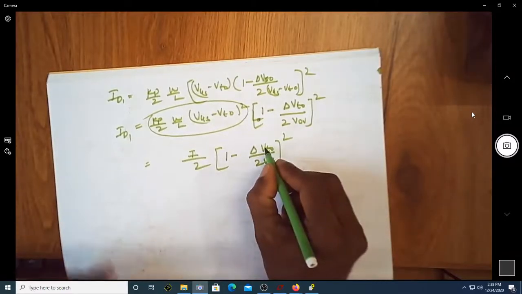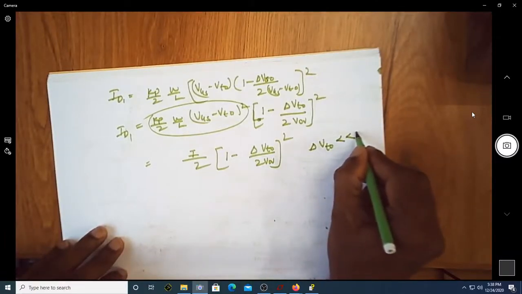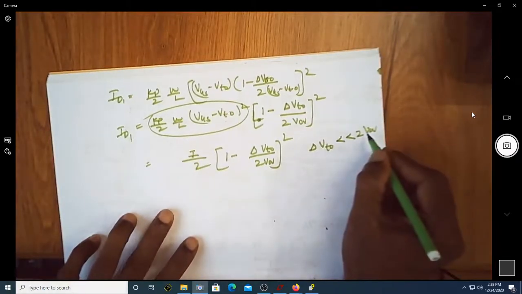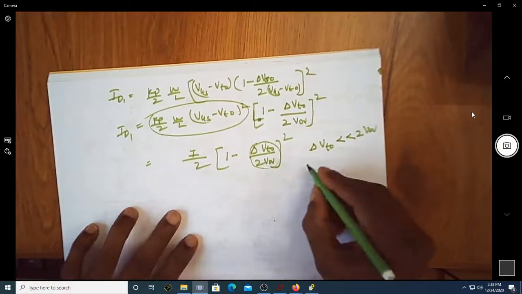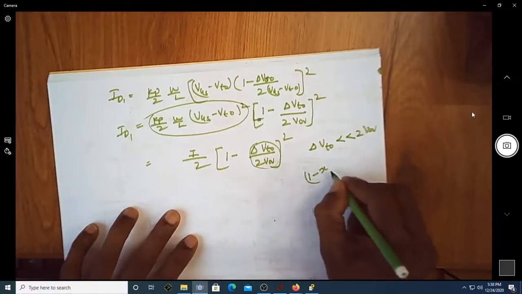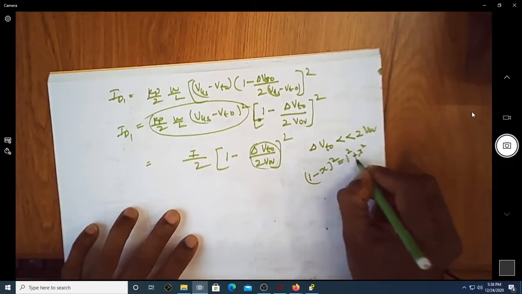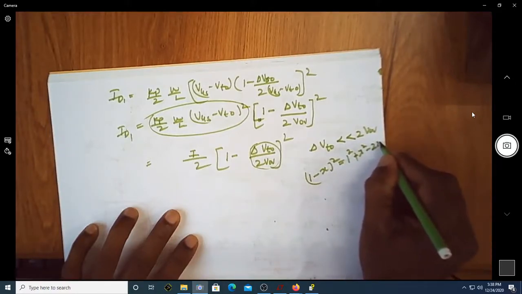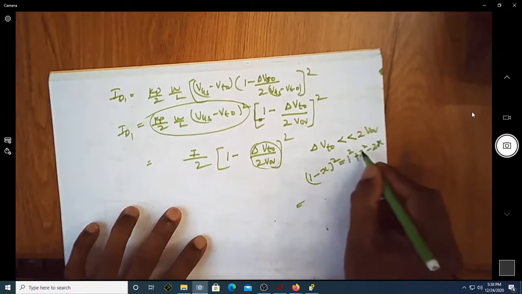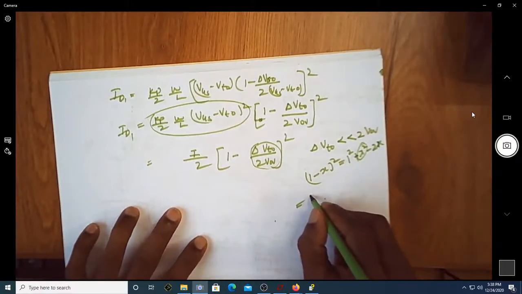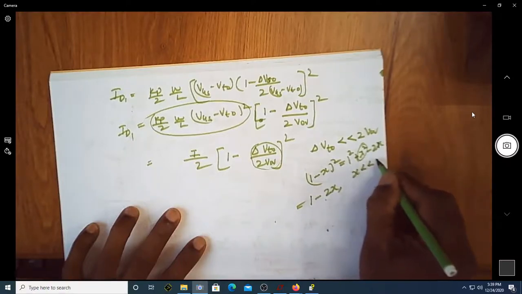So we know that whatever variation we have, that is delta VTO, is usually far, far less than 2 times the overdrive voltage. What I mean to say is this entire ratio is a very small value. If you have (1 minus x) whole square, then this is equal to 1 square plus x square minus 2 into 1 into x, or 2x. Since x is very, very small, I can neglect the value of x square and write it as 1 minus 2x, provided x is very, very less than 1.